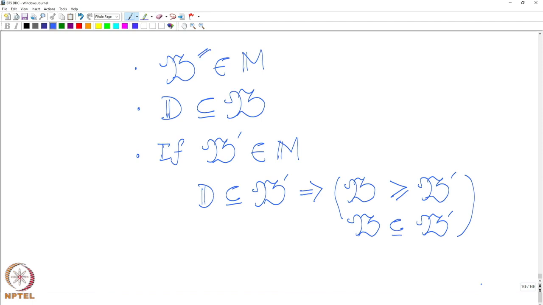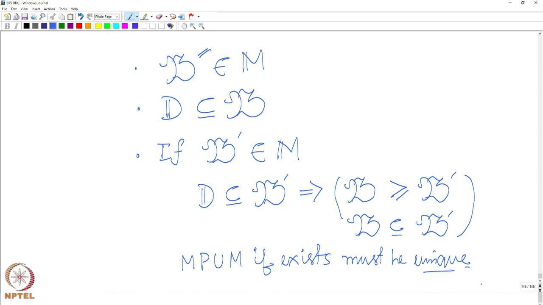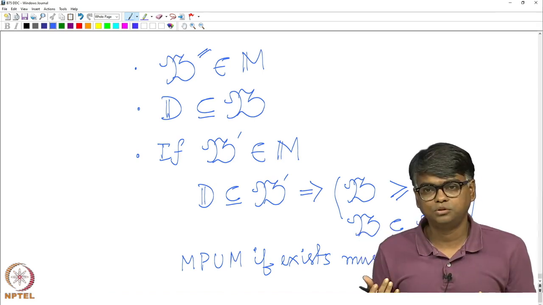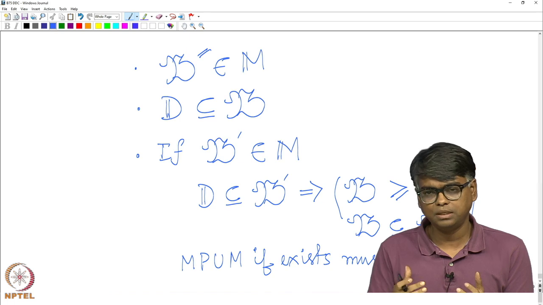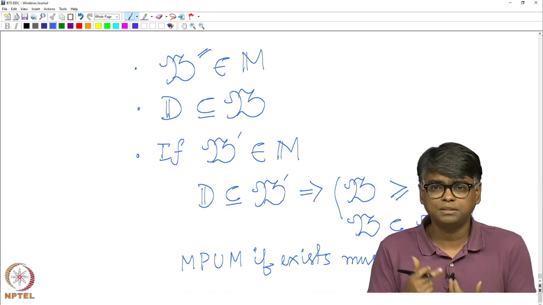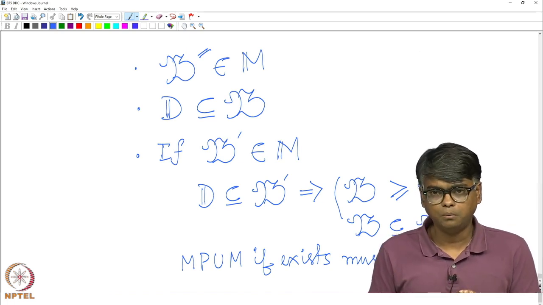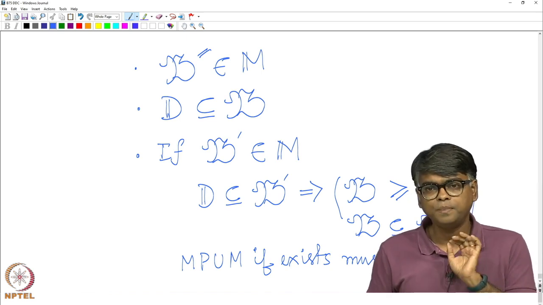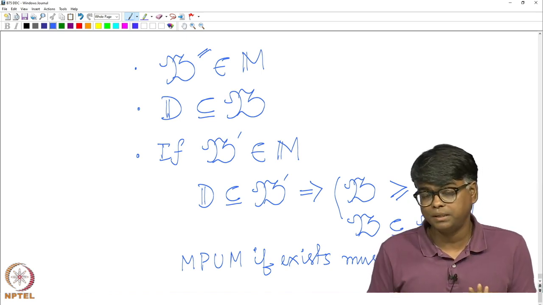From this definition itself, it follows that MPUM, if it exists, must be unique. Because if there are two MPUMs, then one will be contained in the other, and therefore they should be equal. Set-wise, if there are two sets and both are subsets of the other, then the two sets must be equal. So, MPUM must be unique if it exists, but we do not know yet whether it exists or not.